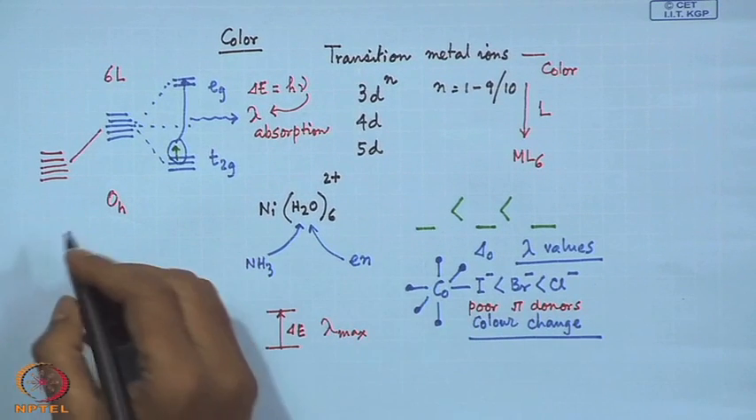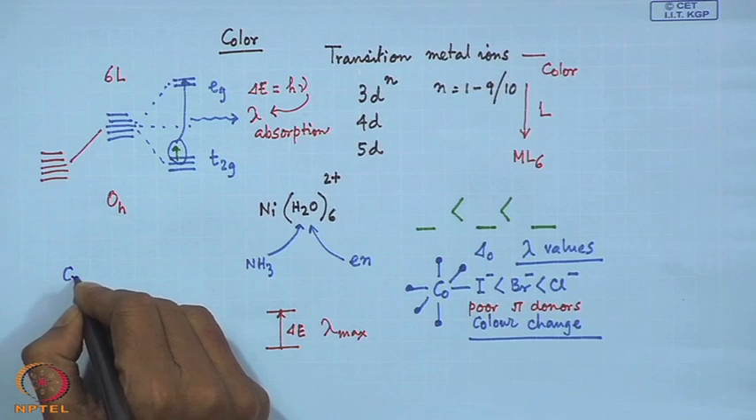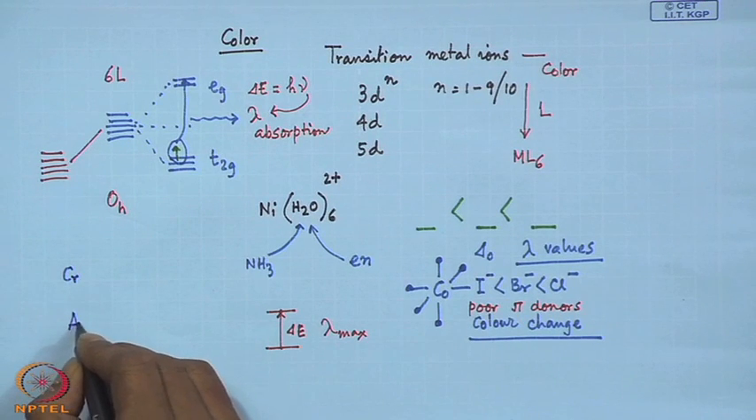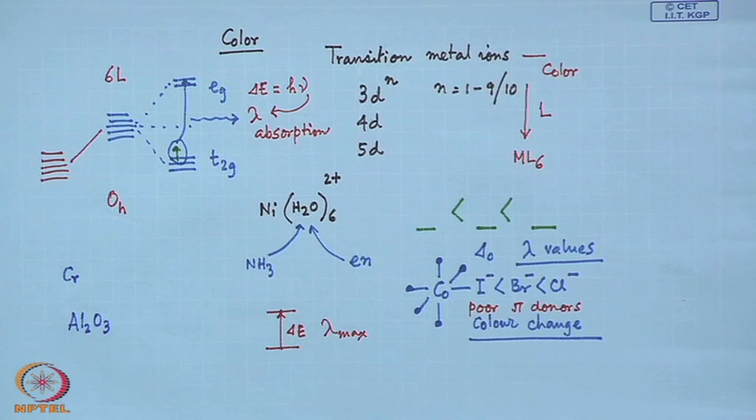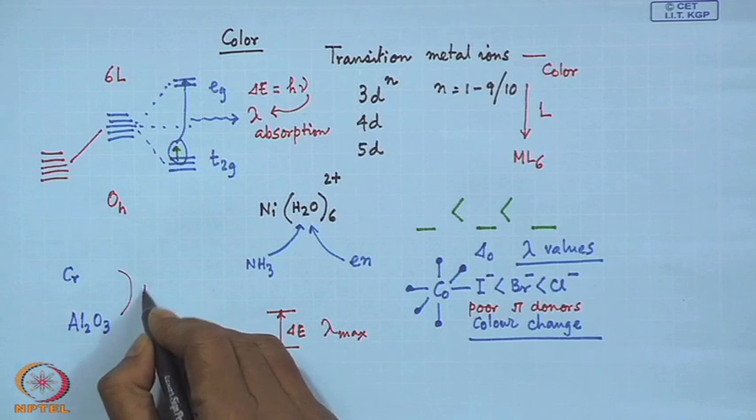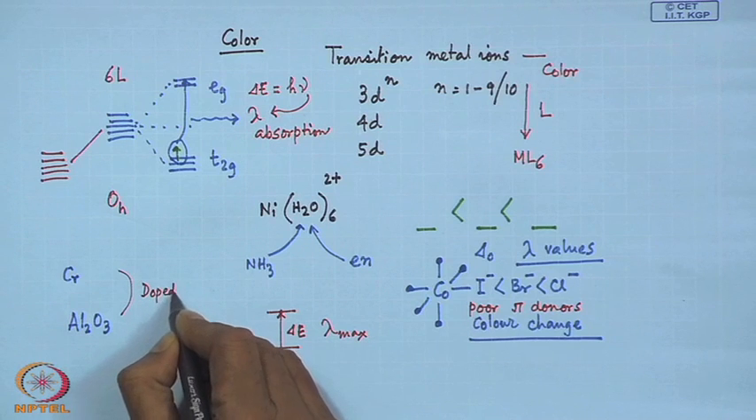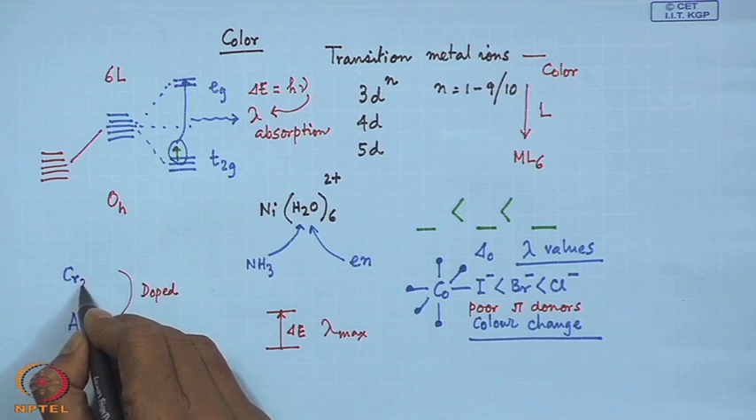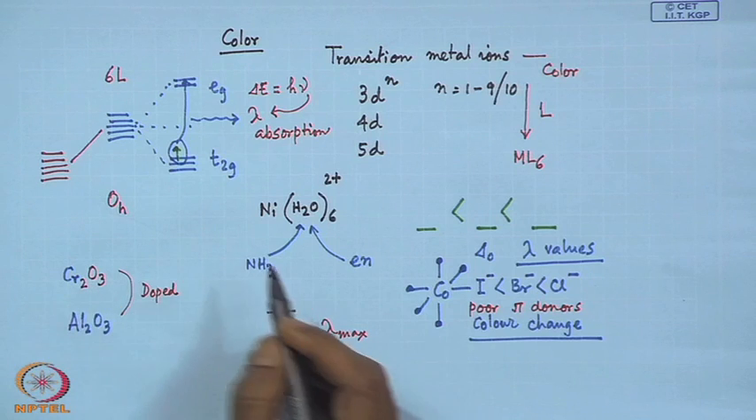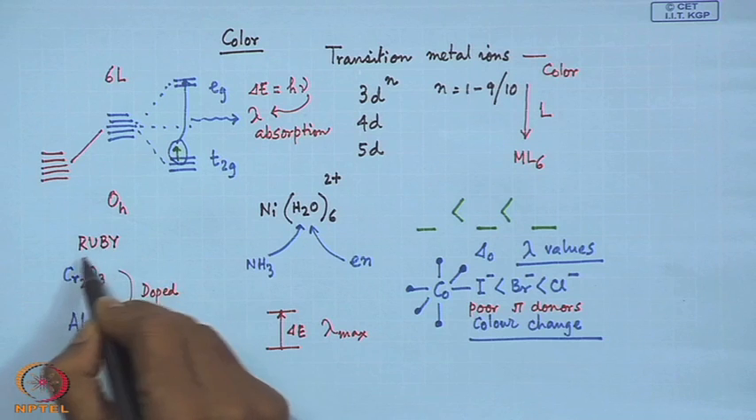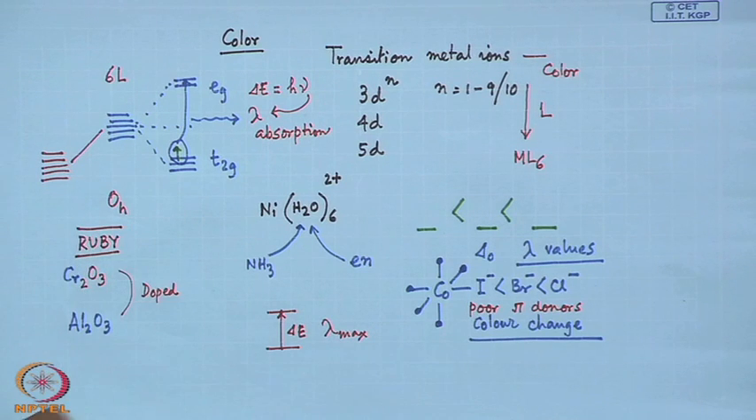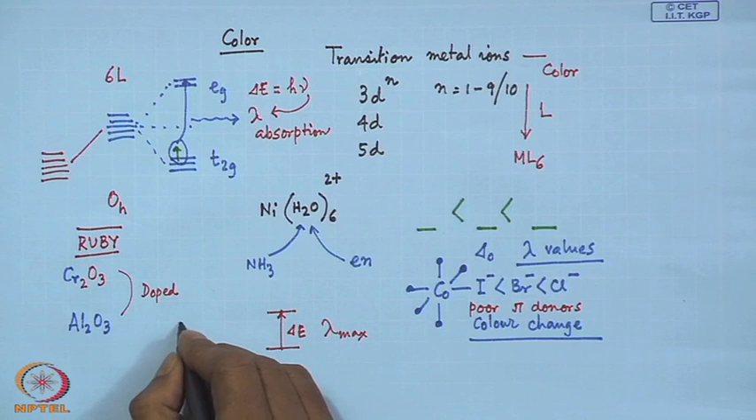So, we have chromium in the solid matrix of alumina, which is Al2O3. When the doping takes place, from Cr2O3, we get ruby, and that basically gives us the corresponding chromium crystal field, which is important.